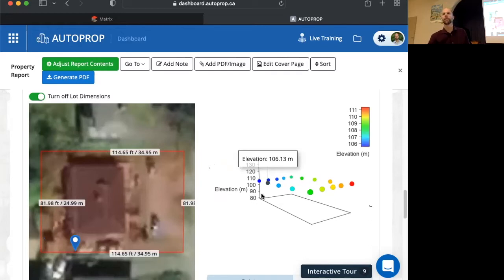So it depends on the zoning. So certain like residential, like R1 zoning has certain setbacks from fences.